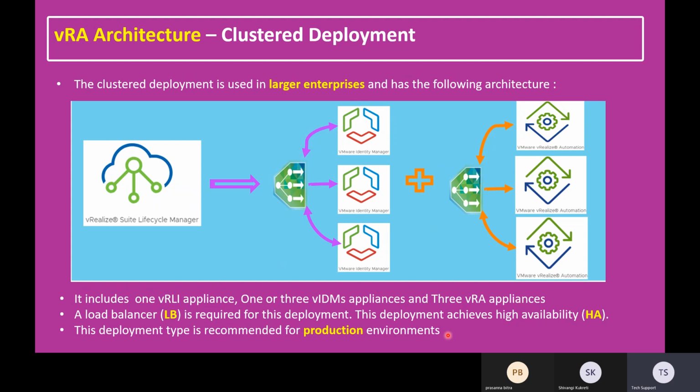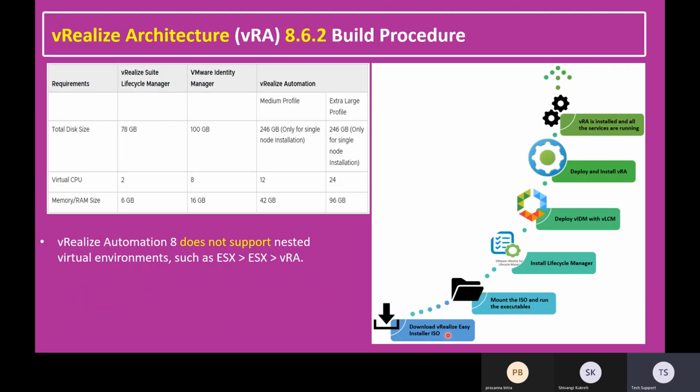Now we'll talk about the vRA build procedure. This table I just copied from the VMware installation guide. If you see the CPU, memory, and disk requirements for the 3 appliances, for the LCM the minimum is 2 CPUs, 6 GB memory, and a minimum hard disk size of 78 GB. And IDM is 8 CPUs, 16 GB memory, and 100 GB total disk size.